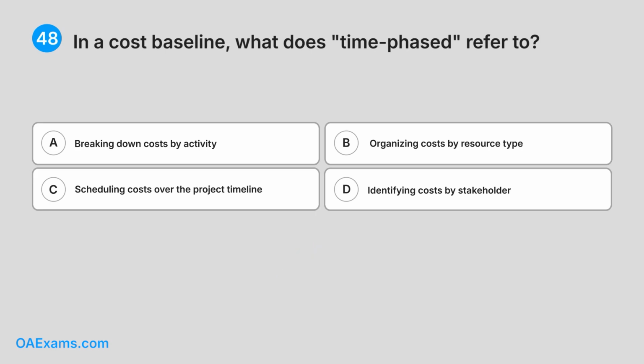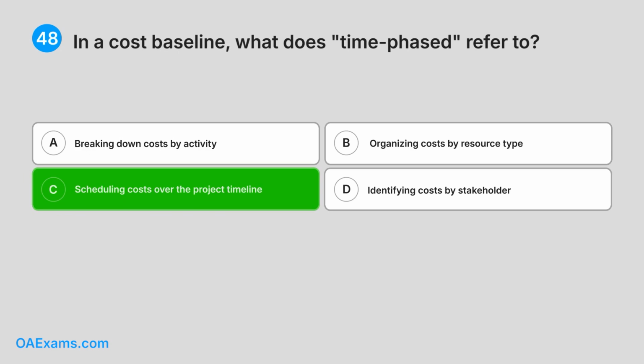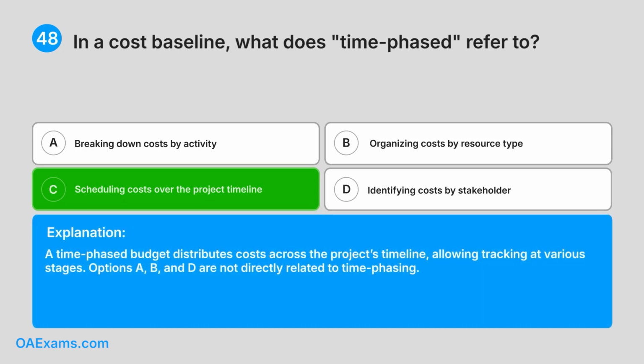Correct answer: C. Scheduling costs over the project timeline. Explanation: a time-phased budget distributes costs across the project's timeline, allowing tracking at various stages. Options A, B, and D are not directly related to time phasing.